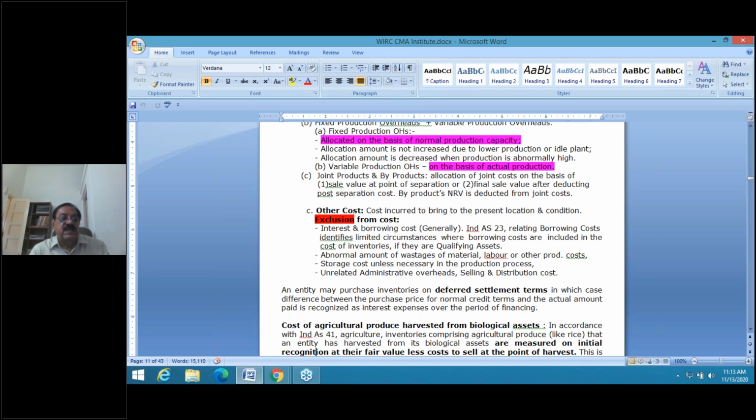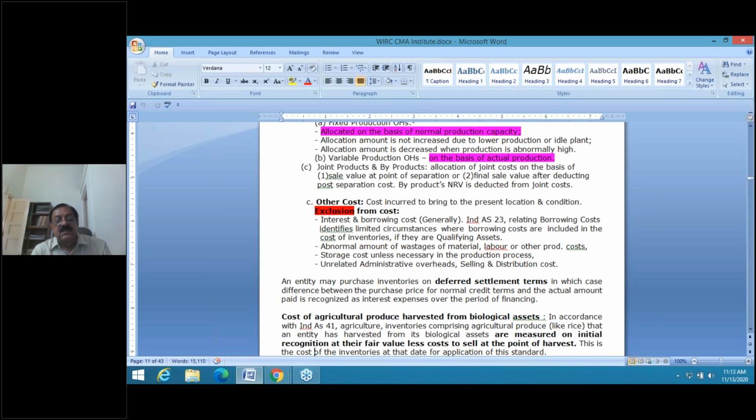Okay, now what is not added? Exclusion from the cost: interest and borrowing costs generally. Normally, Ind AS 23, which relates to your borrowing cost, AS 16, has specified that in a normal situation, inventory does not include borrowing cost, that is interest. However, if your inventory is a qualifying asset, then its valuation will also include interest cost. But unless it is a qualifying asset, nothing will be added so far as interest is concerned.